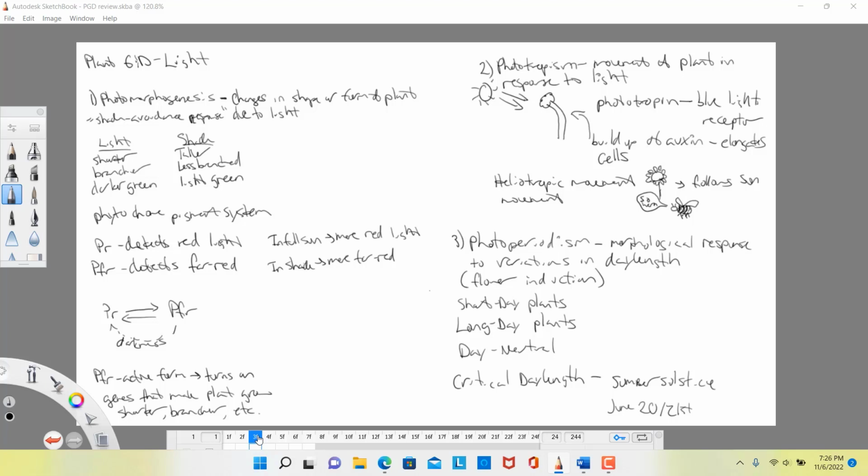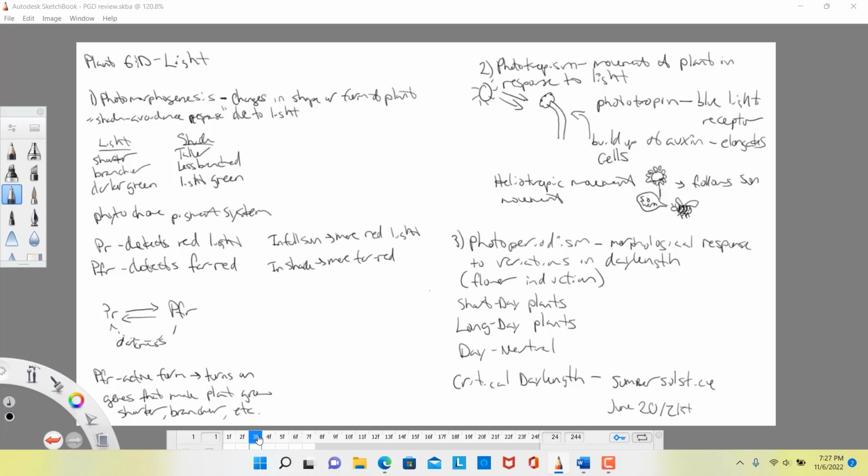And what is regulating these morphological changes is this phytochrome pigment system, right? And that phytochrome pigment system is able to detect red light and far red light. There are two forms of phytochrome pigment, phytochrome red and phytochrome far red, and they're able to turn into each other, right? So when phytochrome red detects red light, it turns into phytochrome far red. When phytochrome far red detects far red light, it turns into phytochrome red. And that also happens in darkness as well.